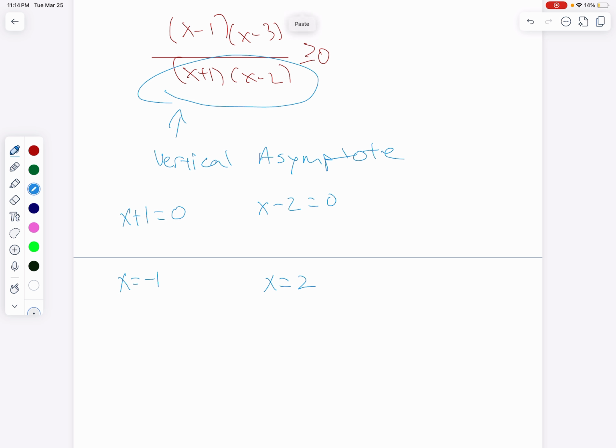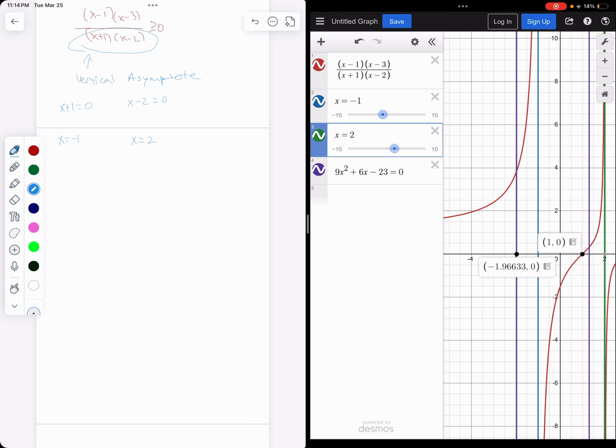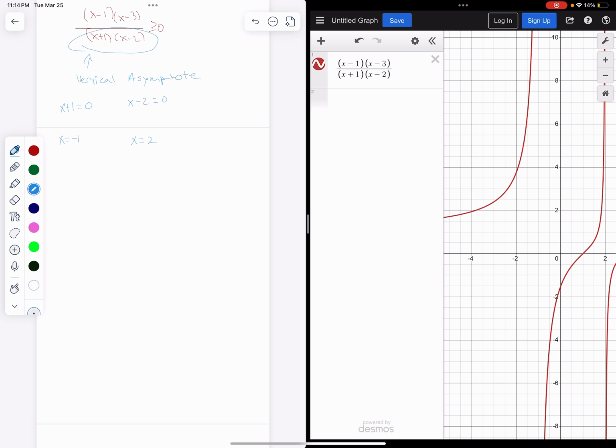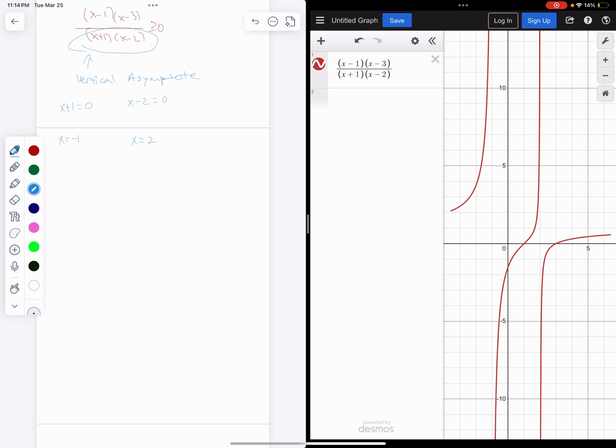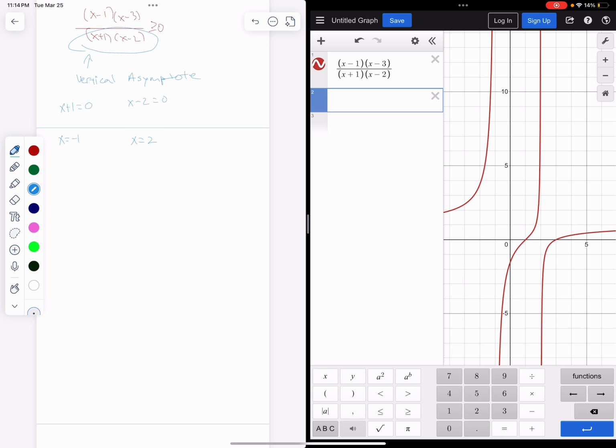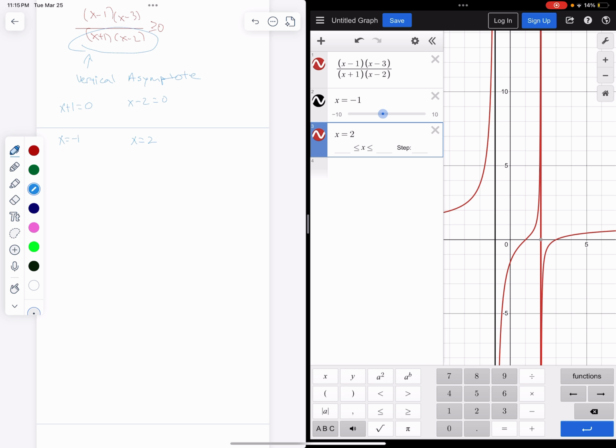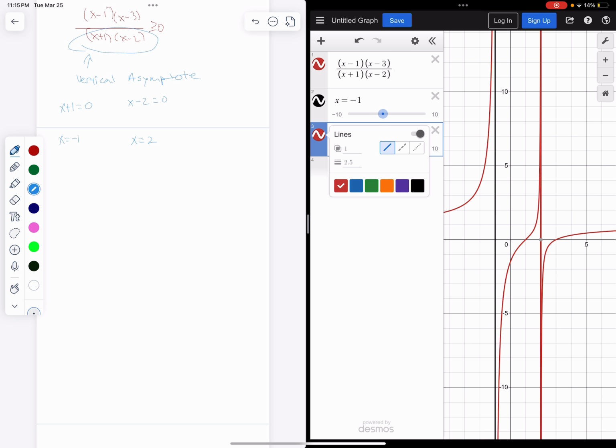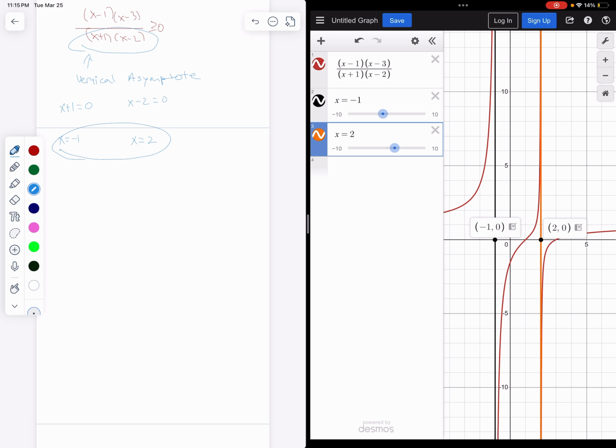Now, I know you can't do this on the exam, but it's beneficial to look at a graph, or maybe you can. If I look at the graph of what's going on here, if I type in x equals negative 1 and x equals 2, let me change this color, you'll see that the black and the orange colors both have vertical asymptotes at negative 1 and 2. That is what we are illustrating when we write that.